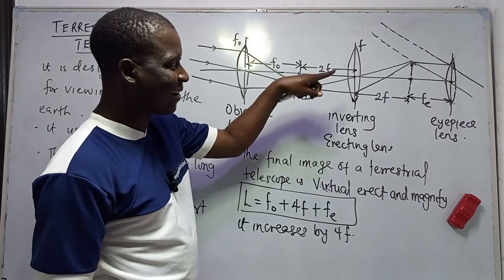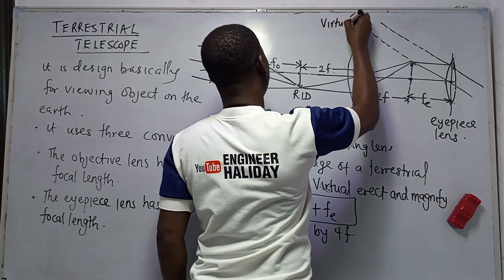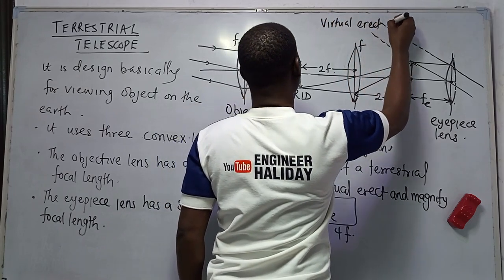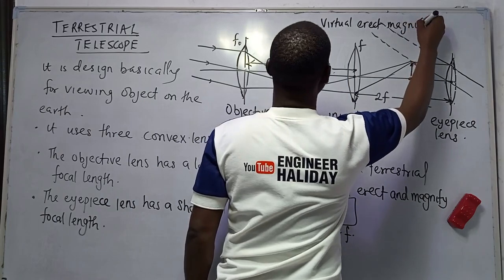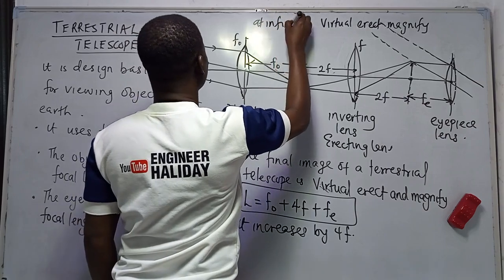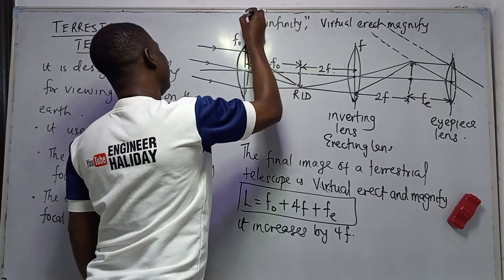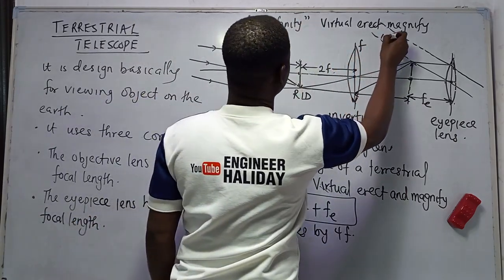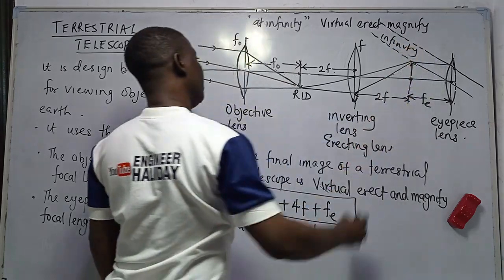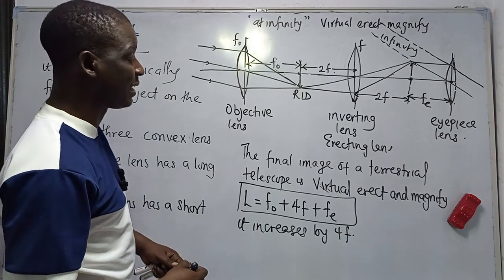And this is brought in by the erecting lens, to erect the image so that the image will be virtual, erect, and magnified. And it is formed at infinity. The image is at infinity. So if the image is at infinity, it produces a virtual, erect, and magnified image.